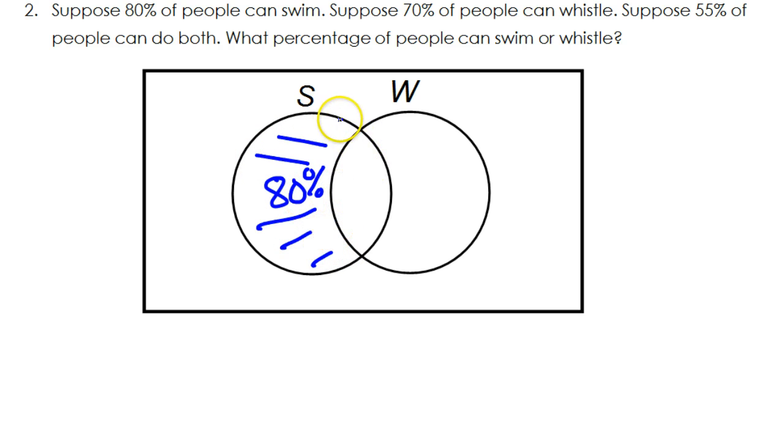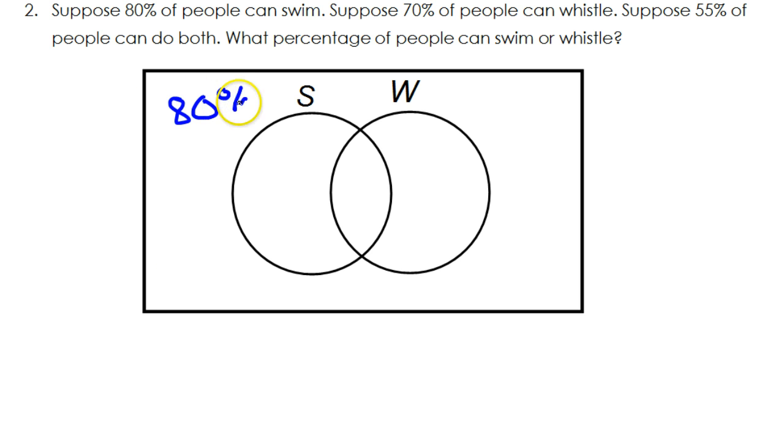Okay, 80% represents the entire swim circle, not just the outside part. So I'm going to be really careful not to do that. Instead, what I might do is put a little arrow pointing at it. All right, so 80% of the people can swim. The entire circle S represents 80% of the people.